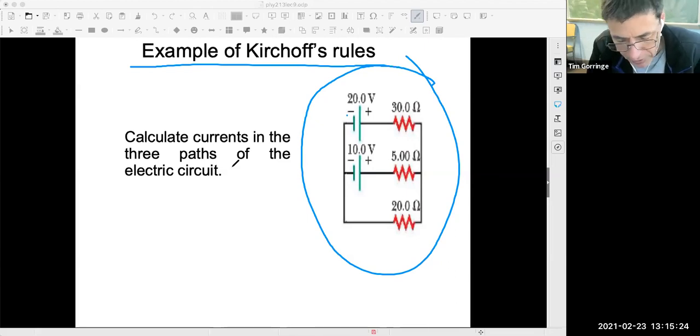So what we're going to do with this circuit is calculate, you see there's 3 arms in this circuit. There's the top, the middle, and the bottom. We're going to calculate the 3 currents flowing in those 3 arms. That's our goal here.